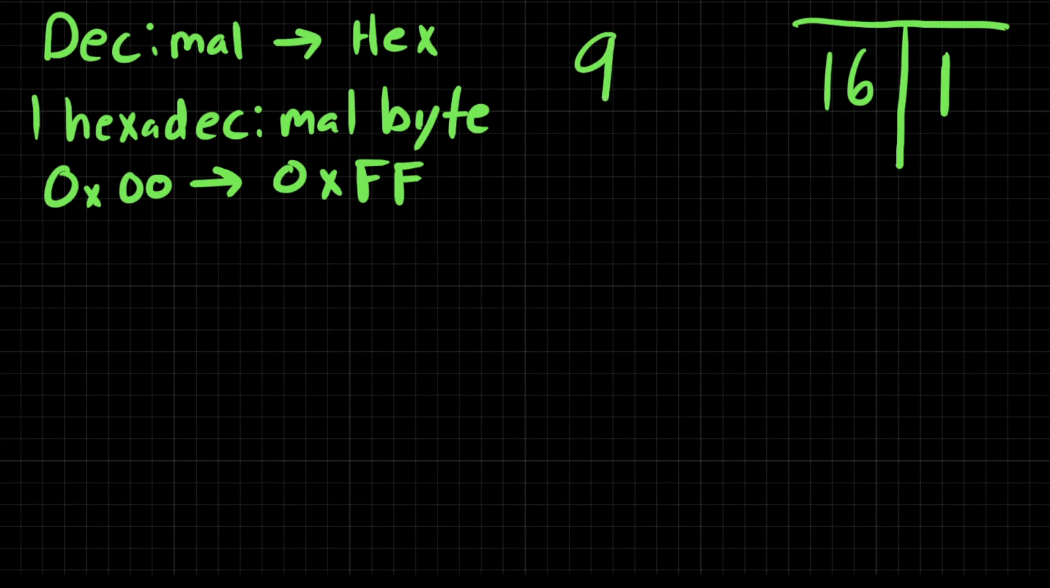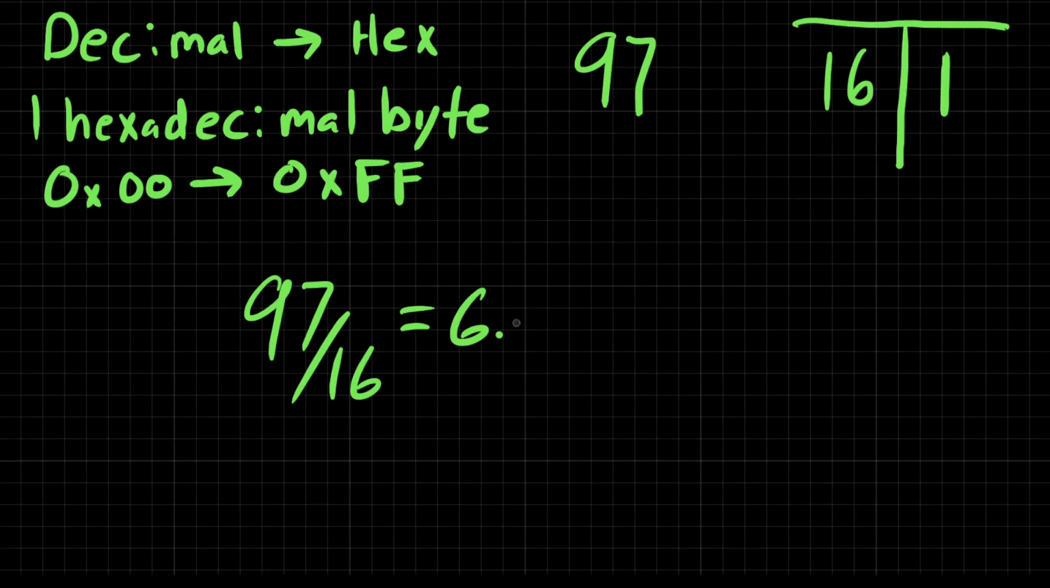We're going to convert 97 into hexadecimal. So the first thing I'm going to ask myself is, what is the largest value here that will go into 97? Well, that happens to be 16. So I need to figure out how many times 16 will go into 97. So I'm going to say, all right, 97 divided by 16. Now what this gives me is a number, 6.0625.